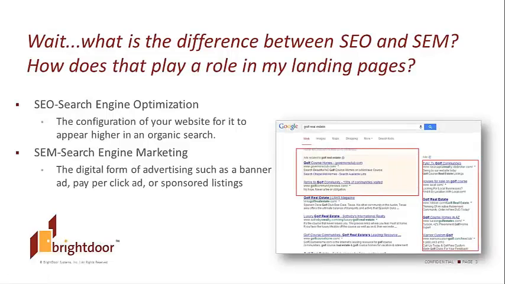But wait, what is the difference between SEO and SEM, and how does all that relate to a landing page? Well, SEO is your search engine optimization. This is the configuration that you have completed on the back end of your website so that your community and/or the particular campaign show up higher in search results. SEM is just search engine marketing, and it's really the digital form of advertising, such as a banner ad, a pay-per-click ad, or a sponsored listing in search results.